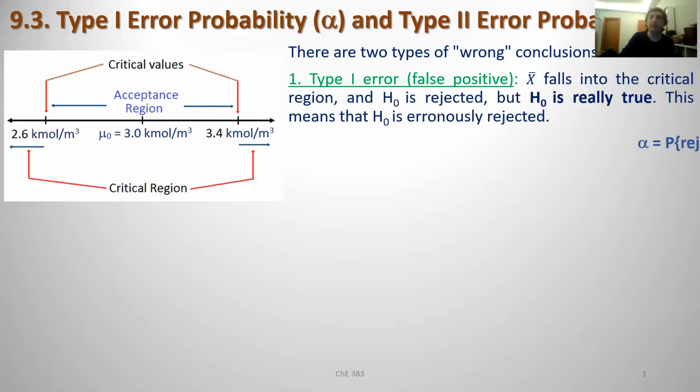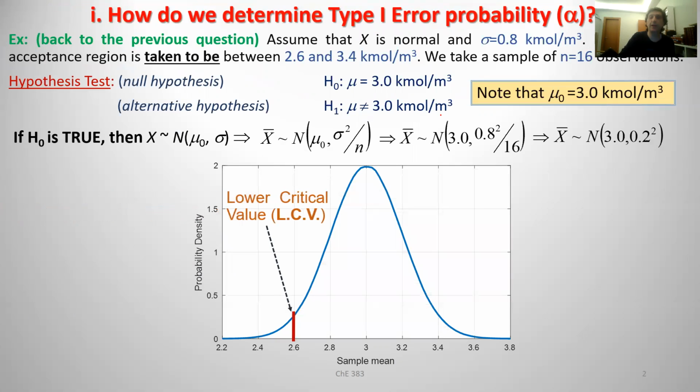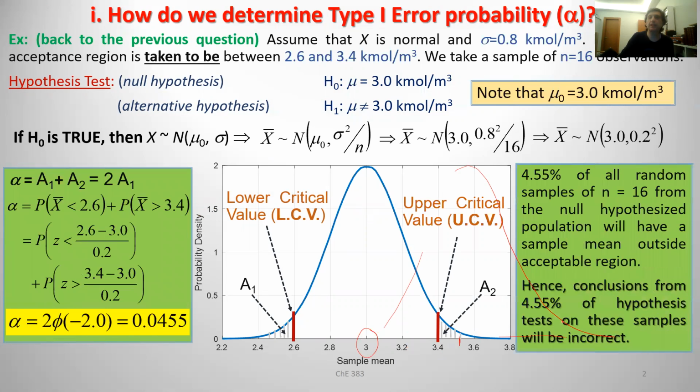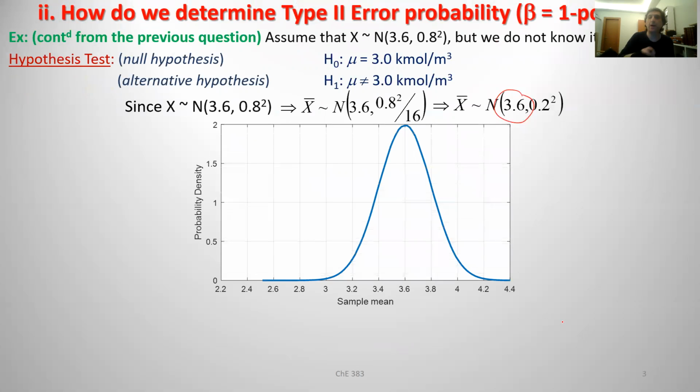Remember, in the previous case, when we assumed that X is distributed around a population mean of 3, it was here. Now the population mean is equal to, I'm sorry, not 3.5, 3.6. So it's going to have this distribution here. The real distribution is this one. However, note that we are still going to be using the same critical values, and those critical values are 2.6 and 3.4.